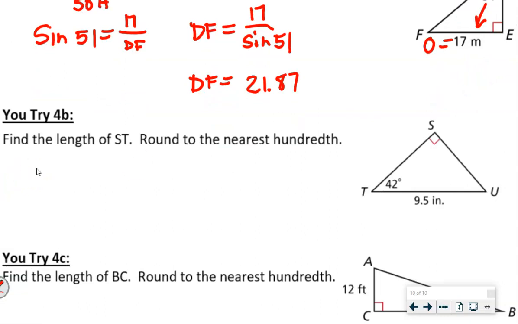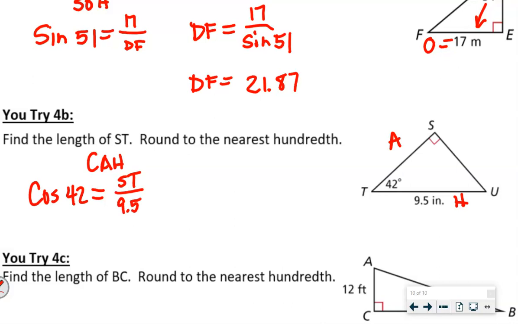Okay, this time it's asking us for ST. So what is the relationship of ST to that angle, 42? This is now adjacent, right? And we still have the hypotenuse. That's another hypotenuse. So isn't that going to be cosine? So that's going to be CAH, CA, right? So we're going to do the cosine of our 42, and that's going to be equal to the adjacent over the hypotenuse, right? So that's going to be our ST over our 9.5.